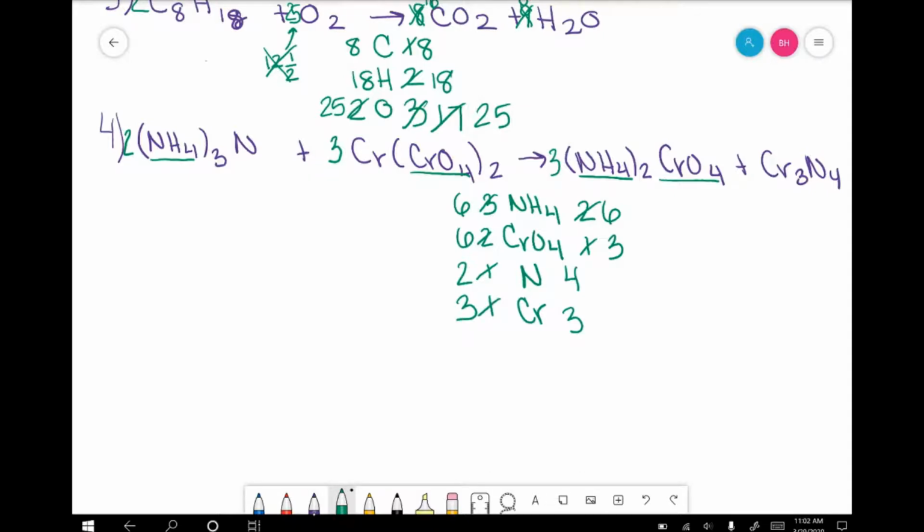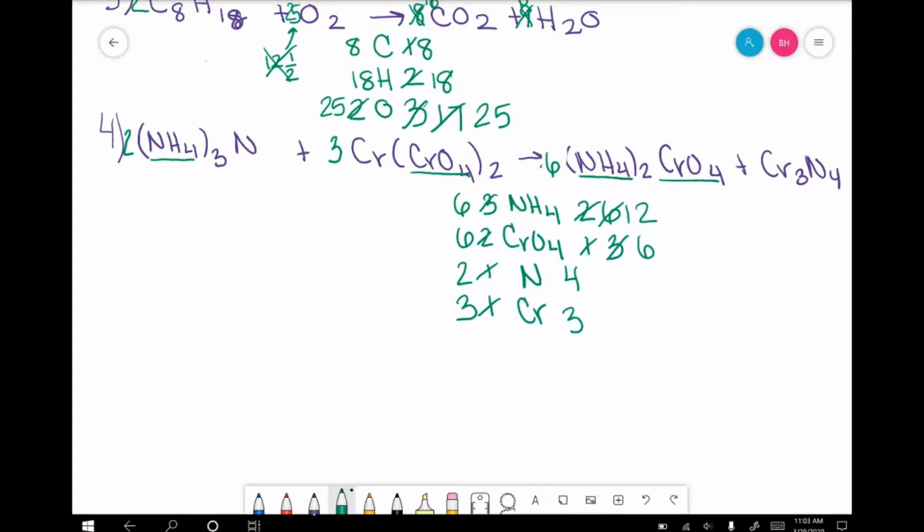And then over here, I need to change this 3. I'm going to go ahead and erase that, and I'm going to change this to 6. Now that does change my ammonium to 12, but that changes my chromate to 6. So I'm going to come back to ammonium. I'm going to keep working down my list.